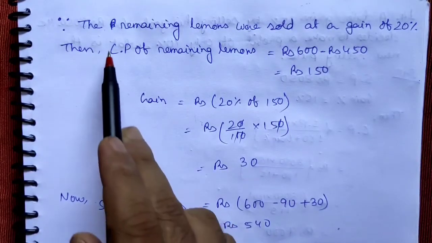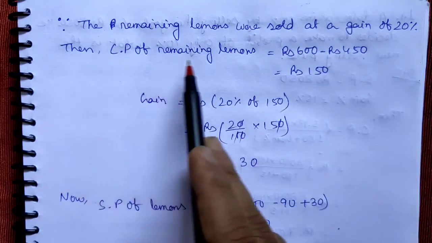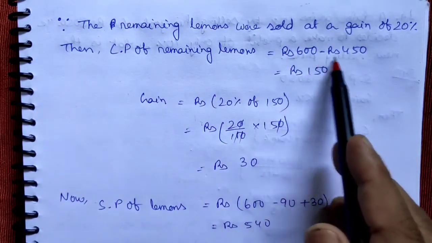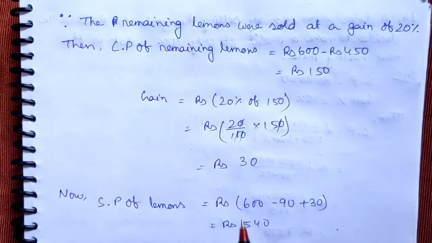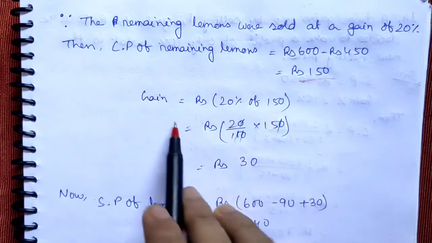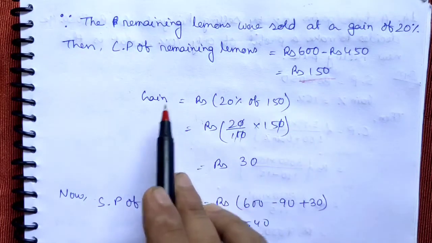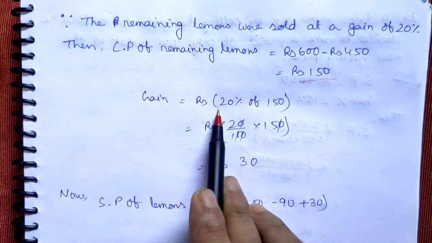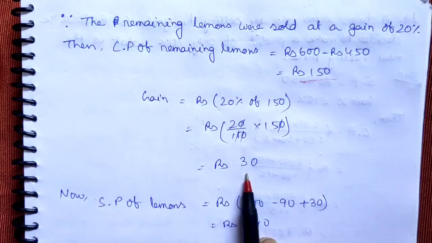So we write: since the remaining lemons were sold at a gain of 20%, the CP of the remaining lemons will be 600 minus 450, as I told you earlier, which is 150. So we know this is our CP. We write gain equals 20% of 150. 20% means 20 by 100. So this is our gain.